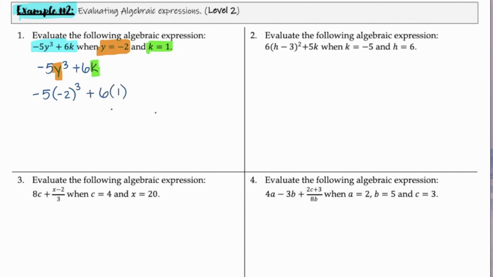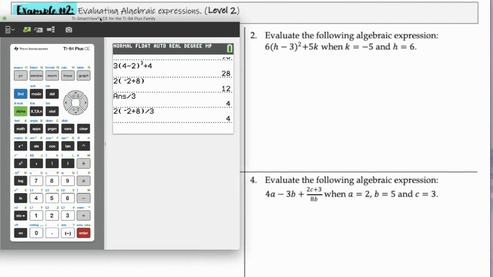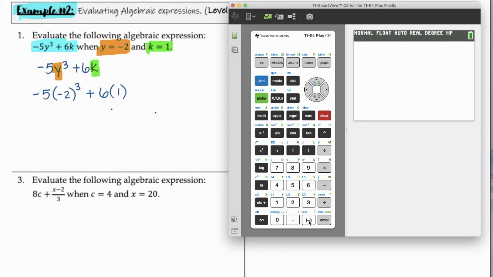Again, I'm going to bring my handy dandy calculator because why not use it if I invested in it? So I would do negative. Again, the negative is right down here. 5, parentheses, -2, parentheses, raised to the exponent of 3. When I put an exponent, I must bring it back down if I'm doing plus or minus. So plus 6 times 1. And my answer is 46.